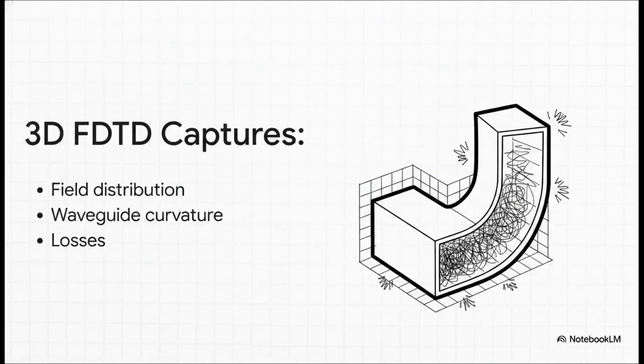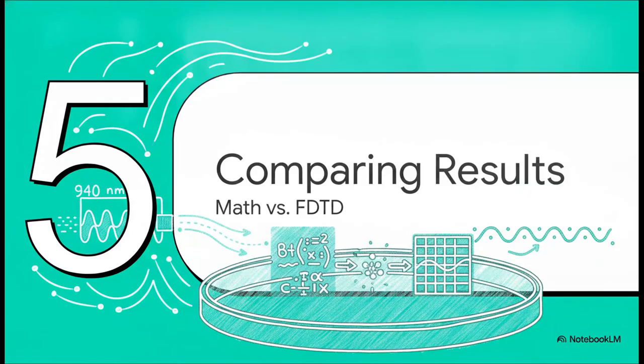You might be wondering, why burn so much computational power on this? Well, it's because 3D FDTD captures all those complex realities that 2D analytical math simply ignores. It maps out incredibly realistic field distributions, it fully accounts for waveguide curvature, like when light traverses a 50 micrometer radius bend, and it factors in real-world scattering losses. Time for a head-to-head showdown in Section 5, Analytical versus FDTD results.